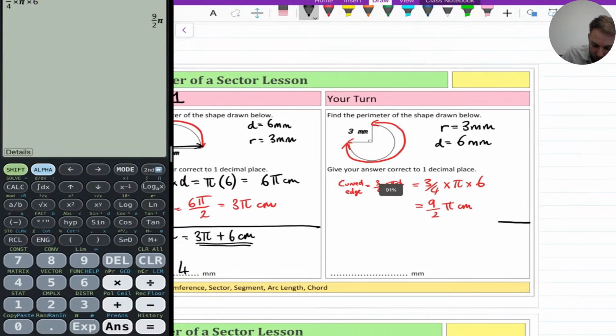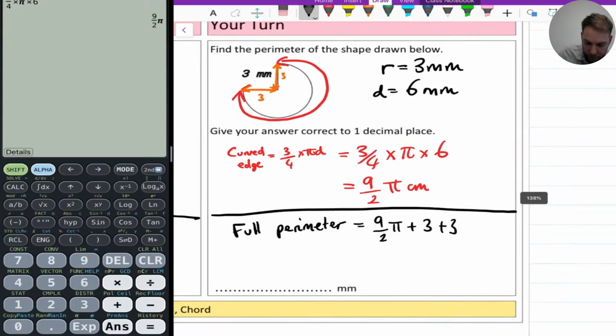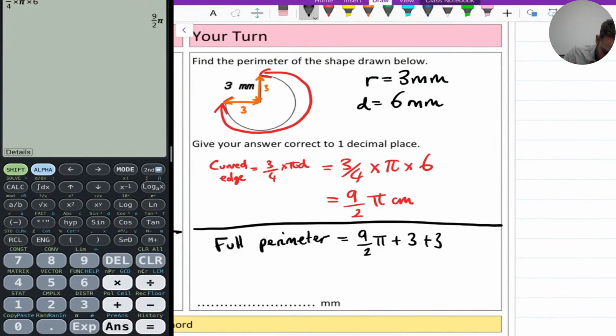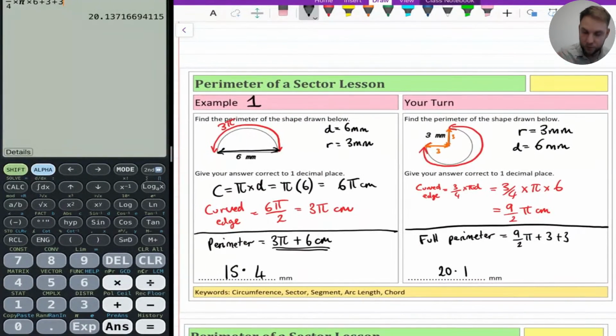So it's very similar to the one before, because here you've got plus 3 and plus 3, because it's the double of 6. So that is equal to 9/2 pi plus 6. I'm going to do this to one decimal place, which in this case is equal to 20.1 millimeters. Brilliant. Super.